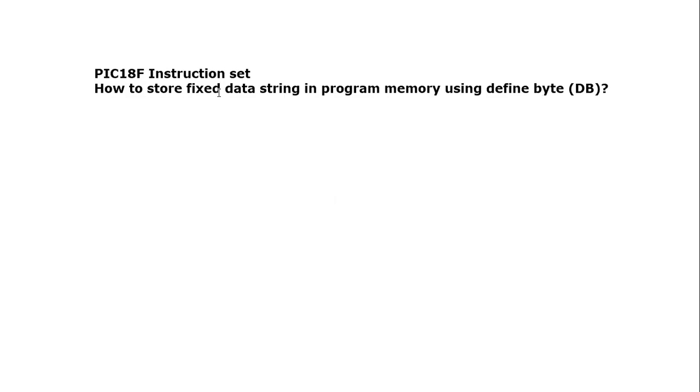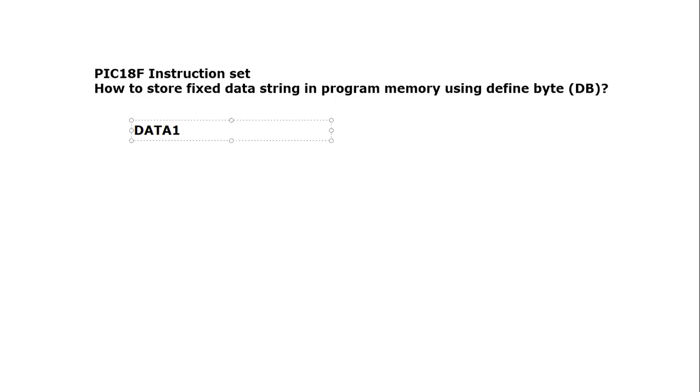This time we will again be storing fixed data in program memory using the define byte or DB directive in the PIC18F microcontroller. But this time your data will be of a string data type. You know that a string is a chain or series of characters, or a sentence. You can simply store that sentence or word in program memory as fixed data. So how can you do it?